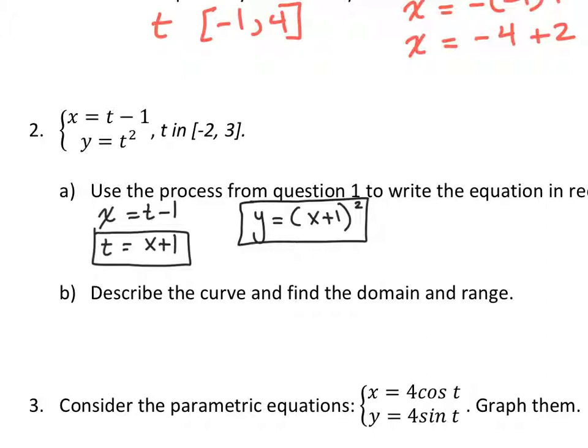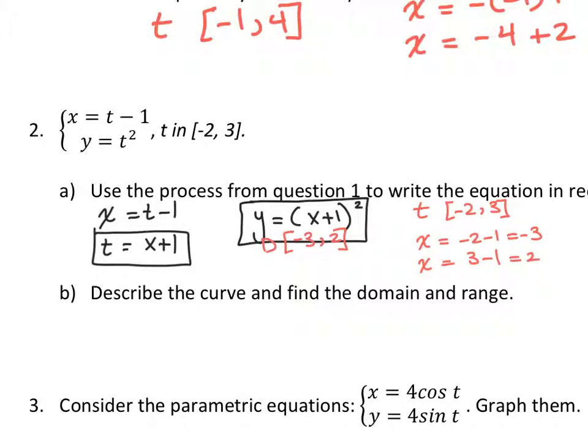So in order to find the x values, I need to plug in the t in the first equation. So t goes from negative 2 to 3. I'm going to do the same thing I did earlier in order to find the domain. So x equals negative 2 minus 1, which is negative 3. That's the first value. And x equals 3 minus 1 equals 2. So then the domain goes from negative 3 to 2. That's the domain of the parabola.